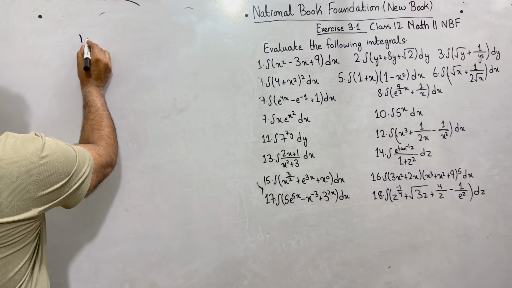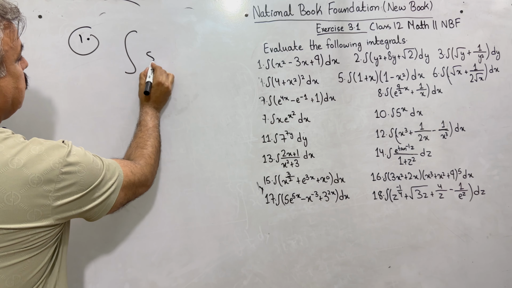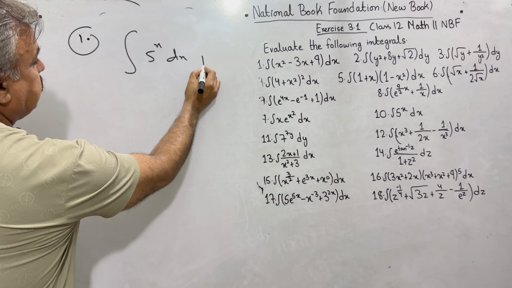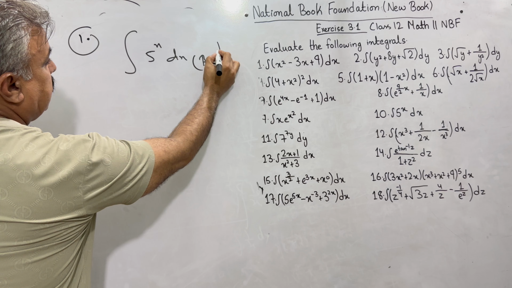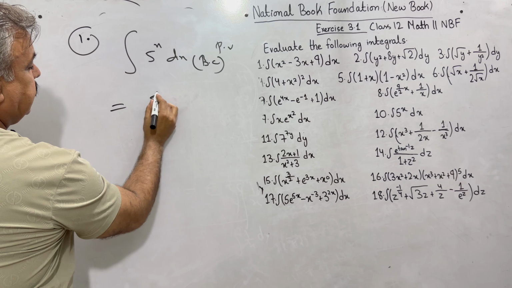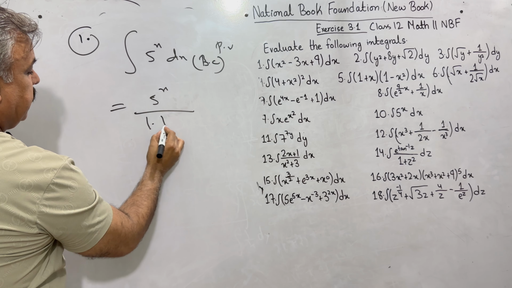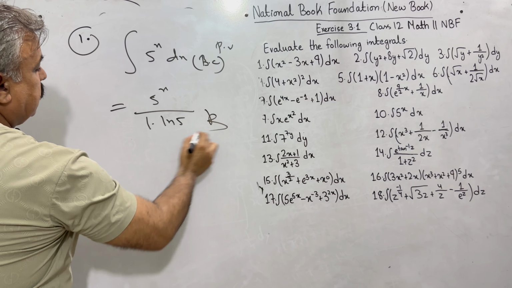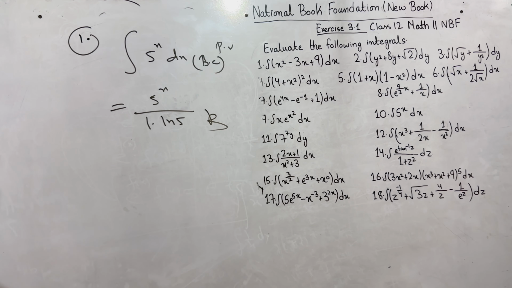Question number 10: 5 raised x dx. It is base constant, power variable. Right, same. Divide by the differentiation of the power, base with ln 5. So ln 5 does not equal 1. It's our answer in that case.